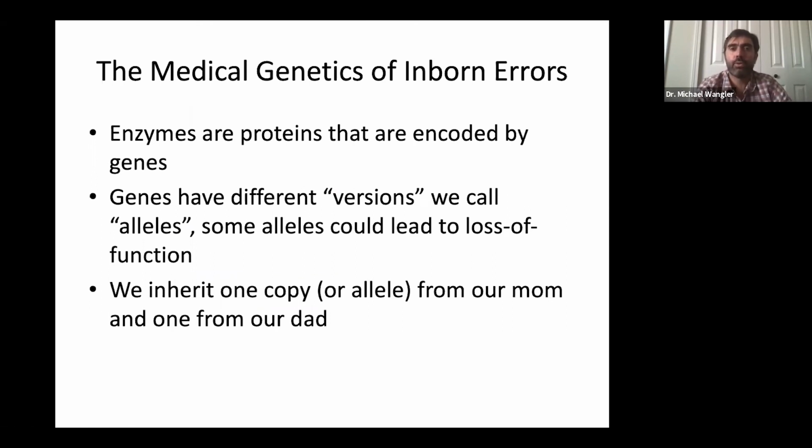But before I do that, I'm just going to mention the genetics of these inborn errors. The enzymes that Garrod came up with and that we found subsequently are basically proteins, and they're all encoded by our genes. So we have genes for many, many thousands of chemical reactions that occur in our body. And genes can have different versions, which we call alleles. Some alleles could be a mutation that would lead to loss of function where the person wouldn't have that enzyme. And we inherit one allele, or one version of a gene, from our mom and one from our dad.